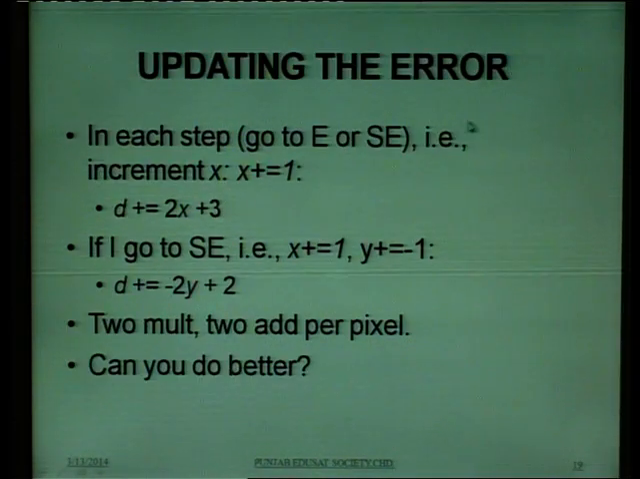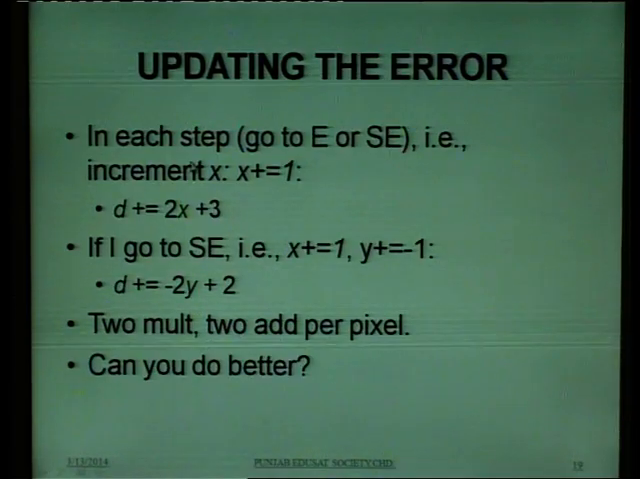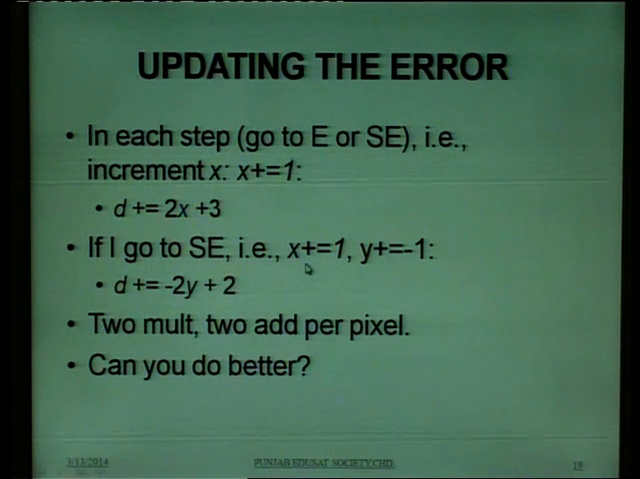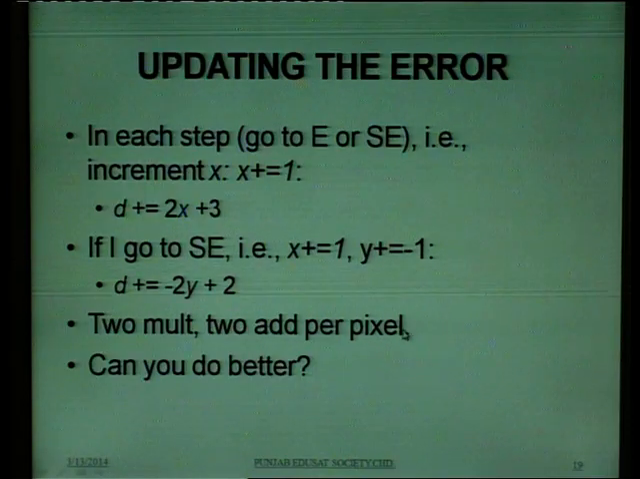So, what are the techniques for updating the errors? In each step, go to E or SE, that is, increment the value of x by 1 and d by 2x plus 3. If it goes to SE, then you will increase the value of x by 1 and the value of y will be decreased by 1. So, the value of d will change by minus 2y plus 2. To multiply 2 additions per pixel, can you do it better? This technique is a little bit erroneous, having multiple multiplications and multiple additions to find every pixel on the symmetry.